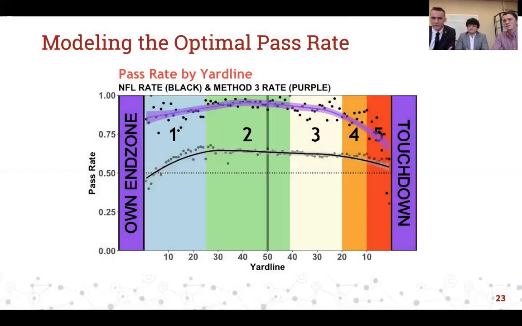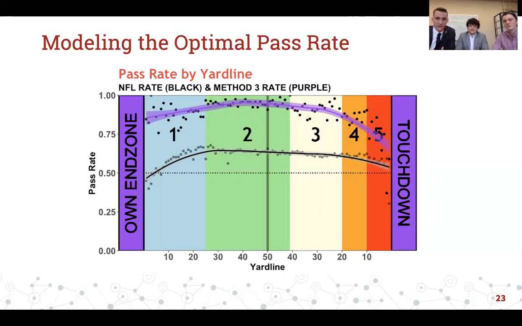This graph is the first one you've seen so far that is a direct answer to the prompt that was given to us. It mirrors the graph that Jack explained earlier, breaking the field down by zones, zone 1 being as far from a touchdown as possible, zone 5 being the red zone. The black line you see is the current NFL pass rate, given our data from 2014 to 2020. And the purple is the pass rate of the simulated data that we ran for method 3.